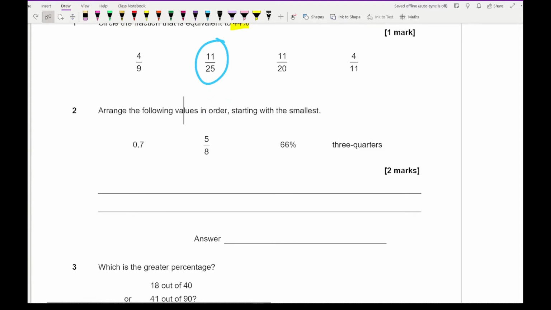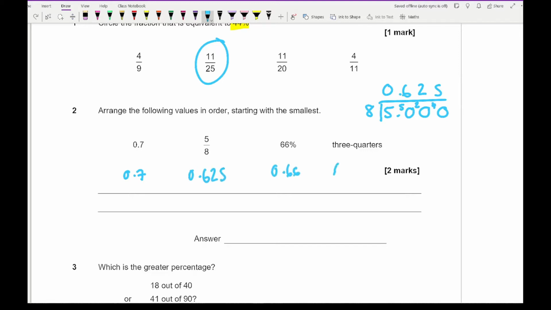For question 2, it says arrange the following values in order starting at the smallest. So here what we want to try and do is convert them so that they're all the same. So here 0.7, 5 over 8, and again all I need to do is just do 5 divided by 8, and then just simply work it out using the bus stop. So here I'm going to end up with 0.625, 0.66 and 0.75. So in terms of putting this from smallest to biggest, our smallest is 5/8, our next smallest is 66%, then it's 0.7 and then it's 3/4.